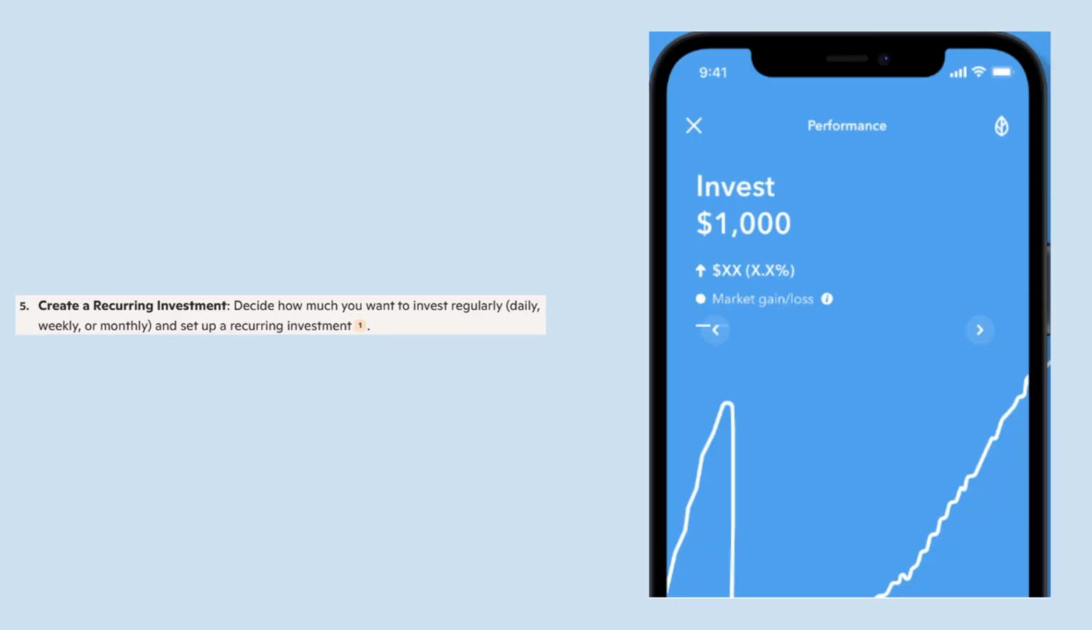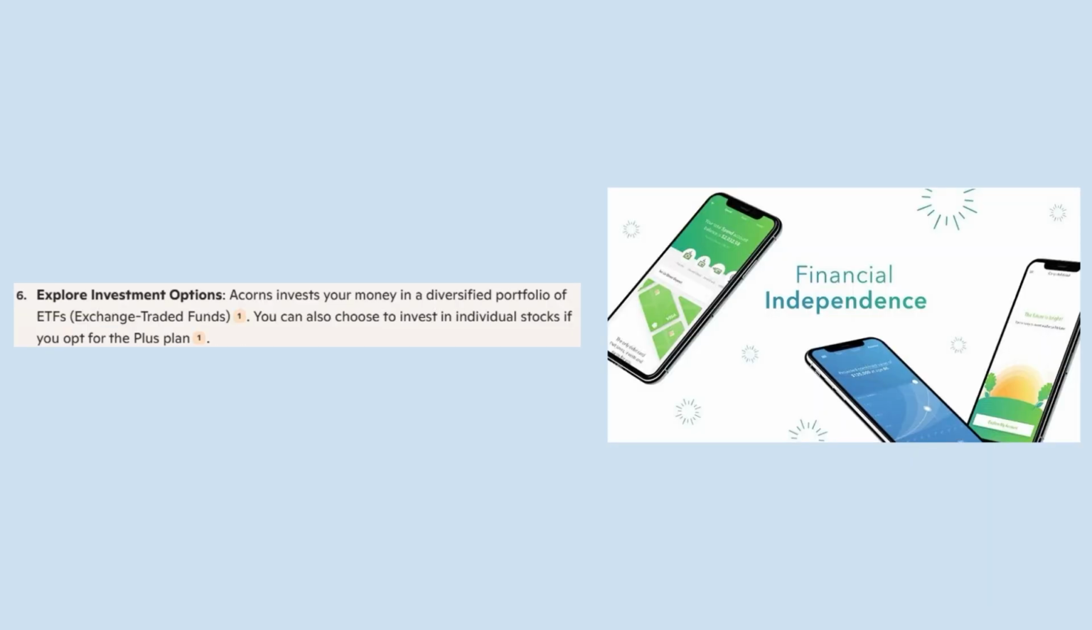Decide how much you want to invest regularly, daily, weekly, or monthly, and set up recurring investments. Acorns invests your money in a diversified portfolio of ETFs, exchange-traded funds. You can also choose to invest in individual stocks if you opt for the Plus plan.